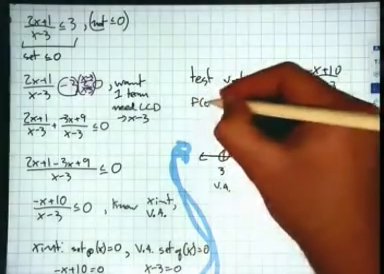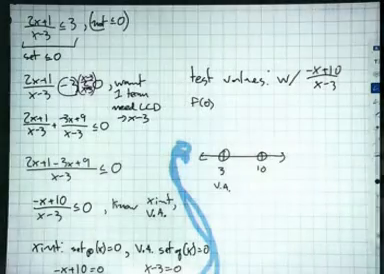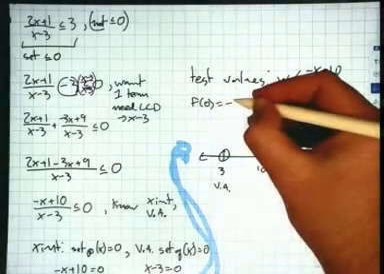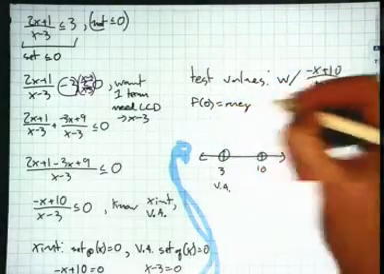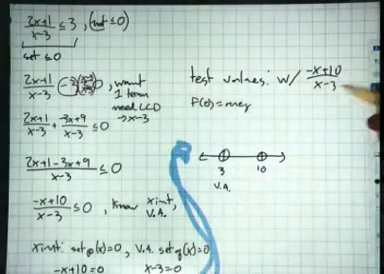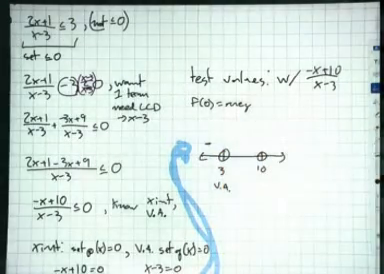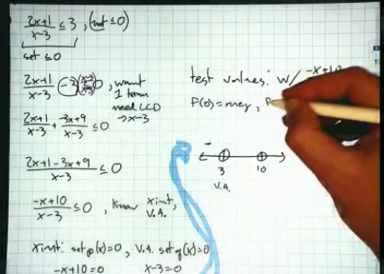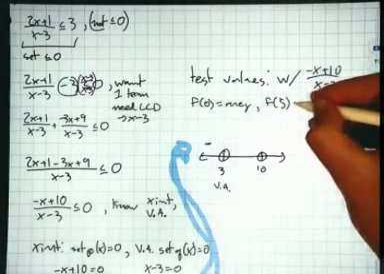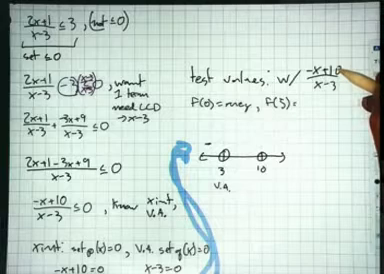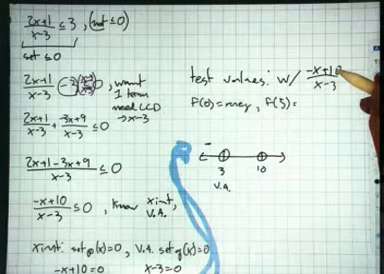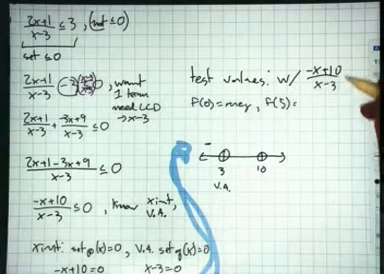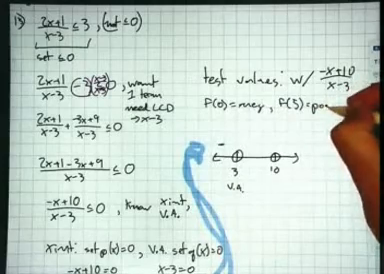So if I do f at 0, that's going to end up being a 10 over a negative 3. That's going to be negative. 10 over negative 3 is a negative. So I'm going to put a little minus sign right there. Something between 3 and 10. How about 5? So negative 5 plus 10 is going to be a positive 5. 5 minus 3 is going to be a positive 2. A positive divided by a positive is going to be positive.